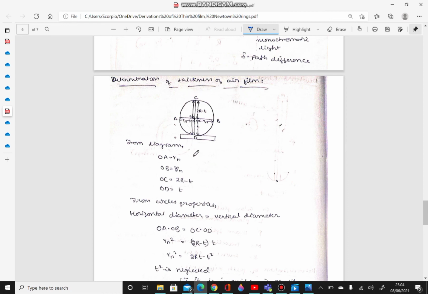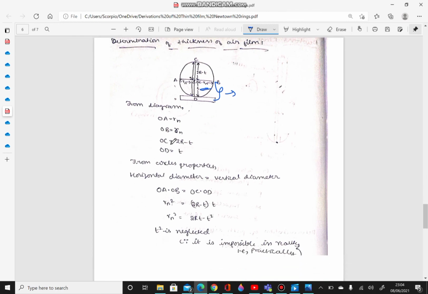Now consider the vertical diameter. What's happening here? This OD is T, because this is a planar convex lens, and this, as we discussed before, is the air film, which is T, that is the thickness of the air film. So that is T, and the remaining part OC will be CD minus OD, that is 2R minus T, where 2R is nothing but the diameter of this planar convex lens, that is, R is the radius of the planar convex lens. So we'll write these terms here clearly.